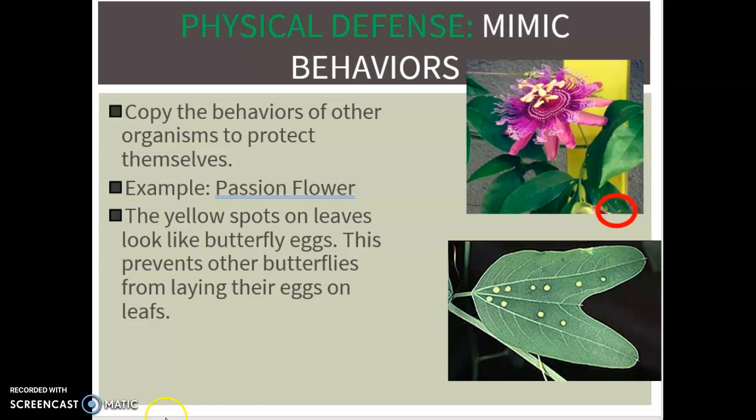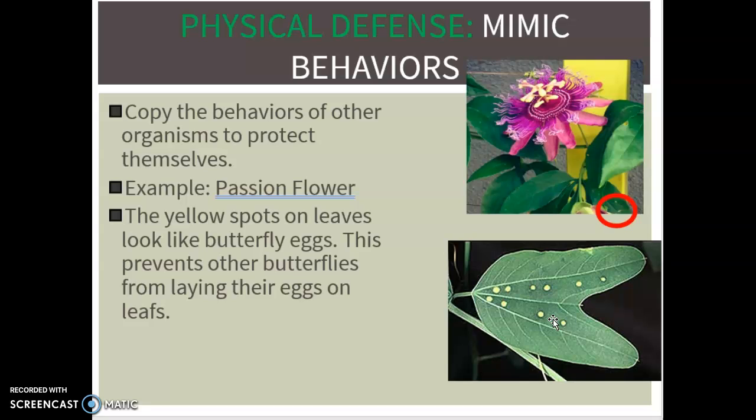For example, we have the passion flower. So here's an example of a passion flower, and it's like a bush. You have leaves on it. And what's really interesting about these leaves is you will notice that it's got these yellow dots on the leaves. What these yellow dots are mimicking are eggs of a butterfly. So these are not actual butterfly eggs, but it mimics. So it does this yellow coloring on its leaf to mimic that of a butterfly egg. So when a butterfly flies by, it's going to go, oh, that passion flower leaf already has eggs on it. I don't want to lay my eggs there with another group. I'm going to go find another one or another tree that I can lay my eggs on.